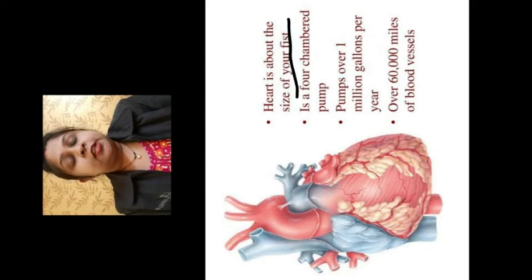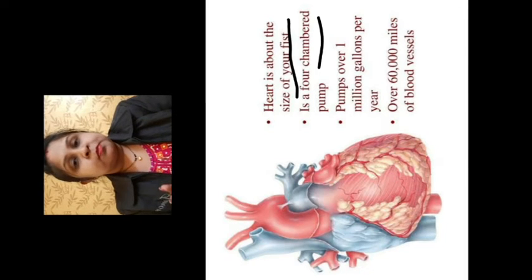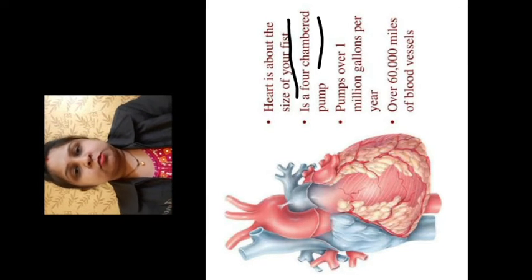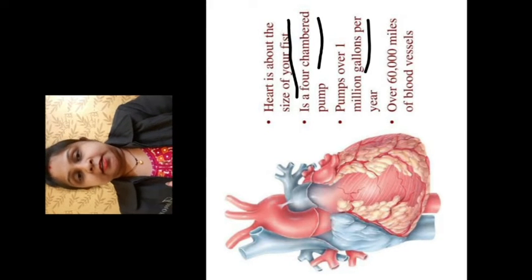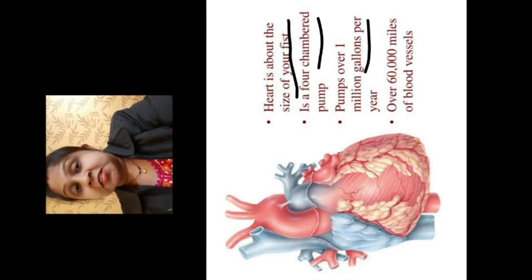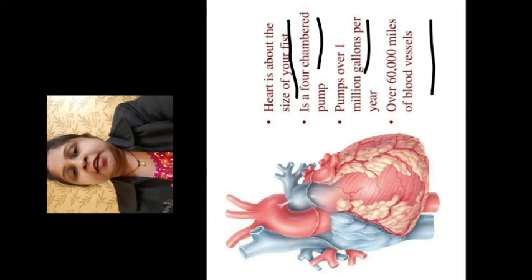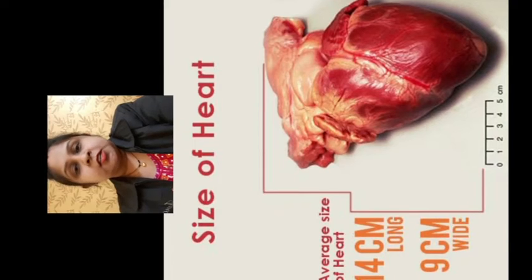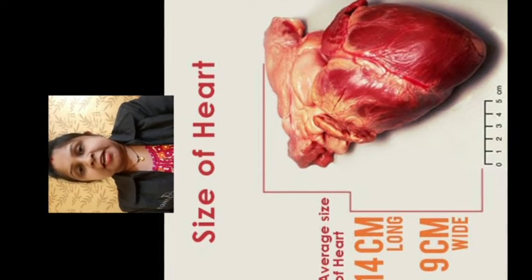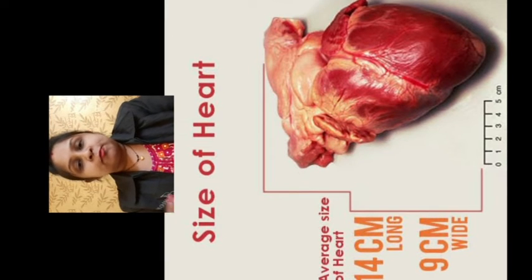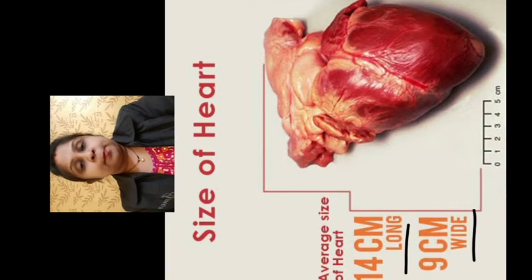Now next is that it is a four-chambered pump. It consists of four chambers, the upper layer and the lower layer also. Now next is it pumps over 1 million gallons per year. Okay. Next point is that over 60,000 miles of blood vessels are there. Next, I have told you about the size of the adult heart. The size of the heart will be about 14 centimeter long and 9 centimeter wide, or breadth, you can say.